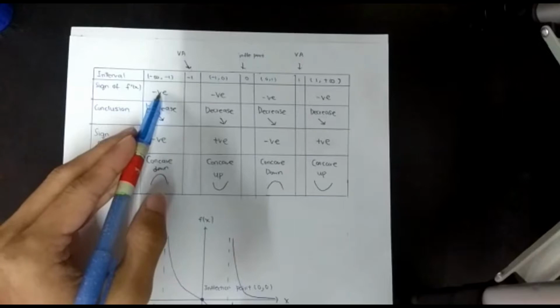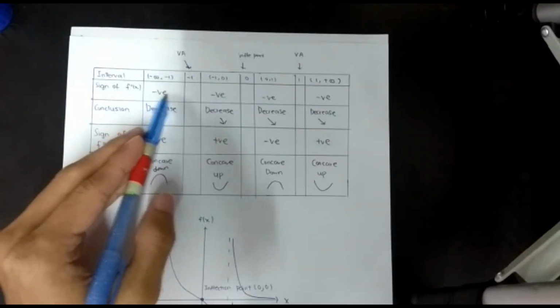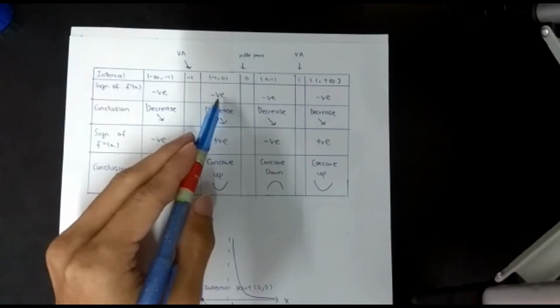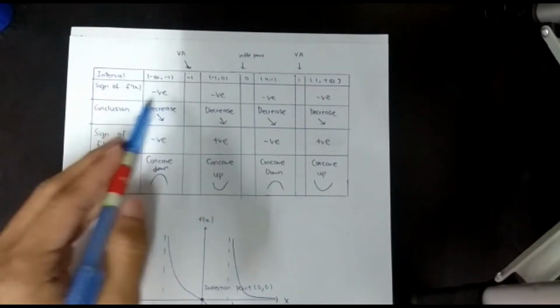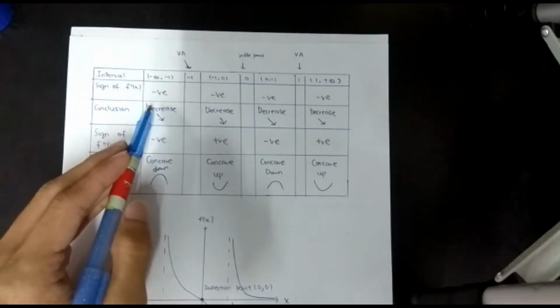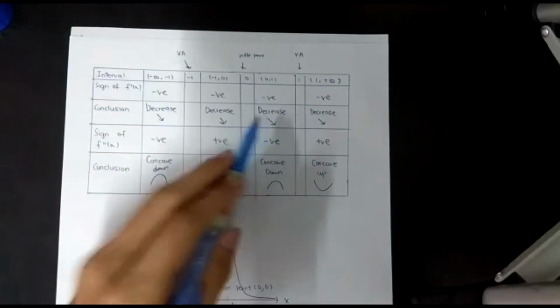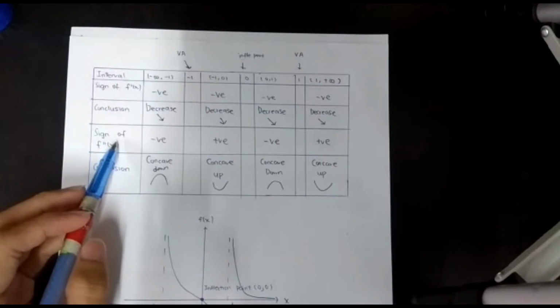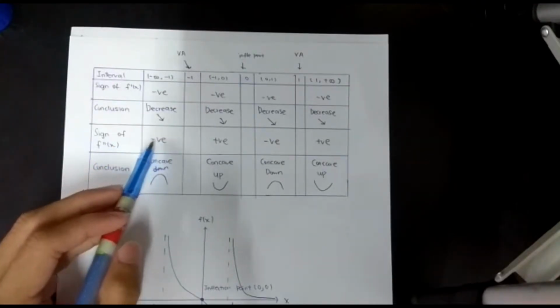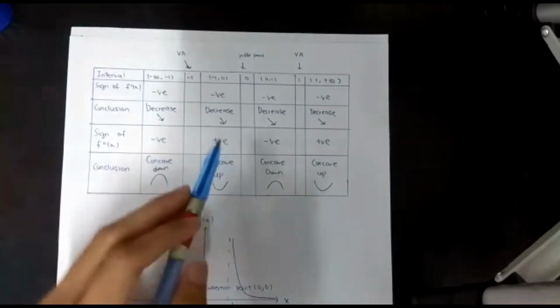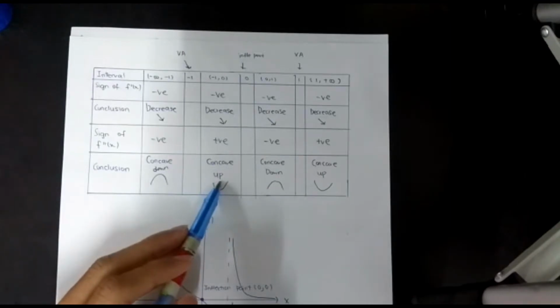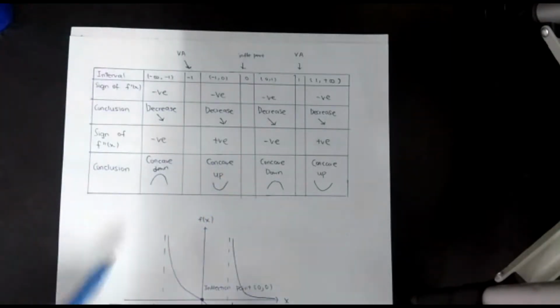The table shows all of the dy/dx are negative values. The negative value means the function is decreasing. For d square y over dx square, the negative value is concave downward and the positive value is concave upward. Then we can sketch the graph.